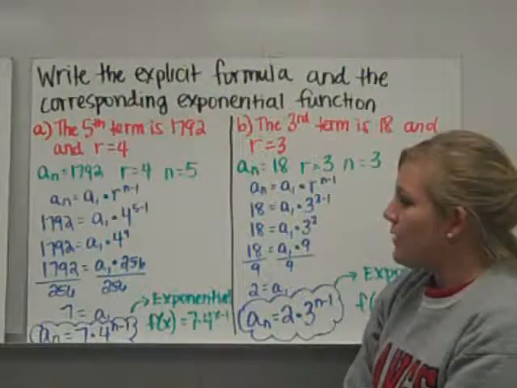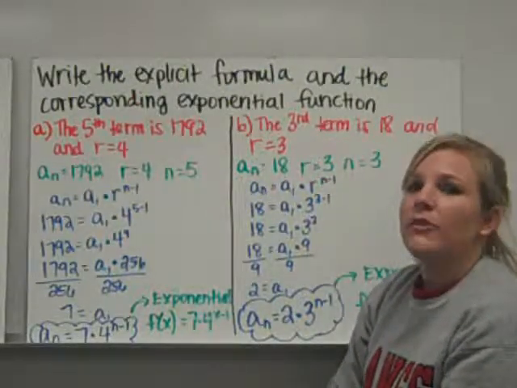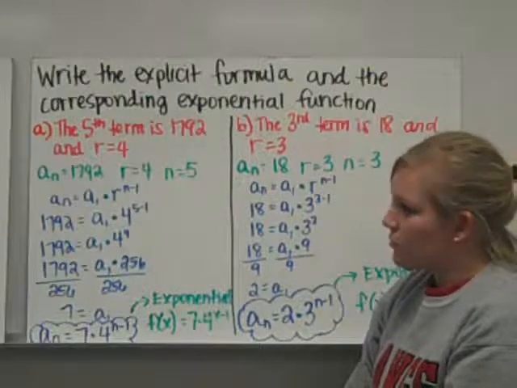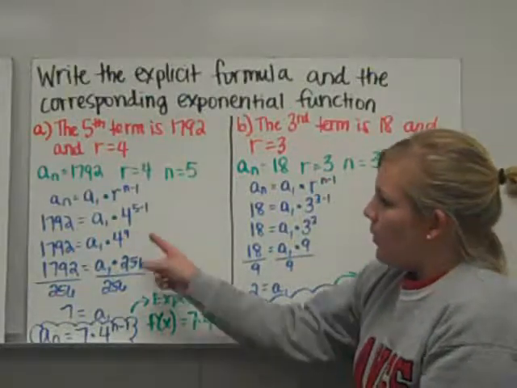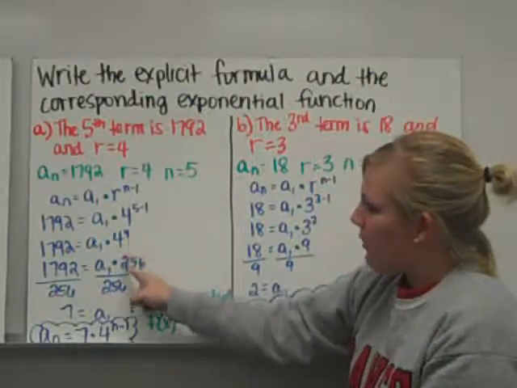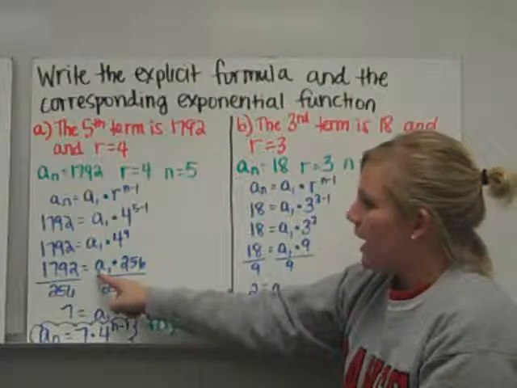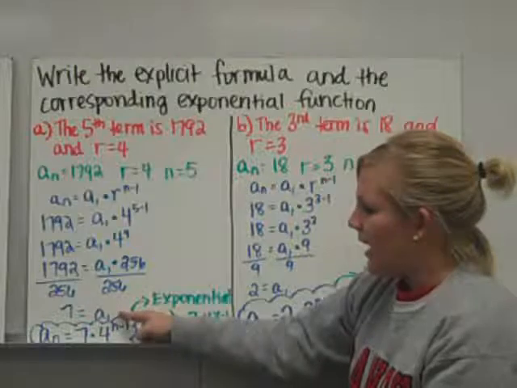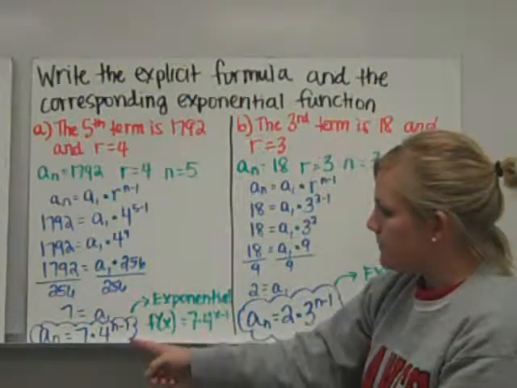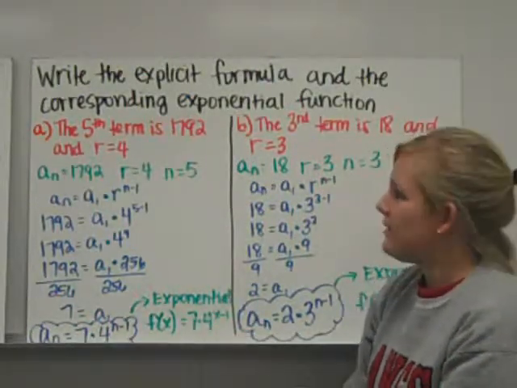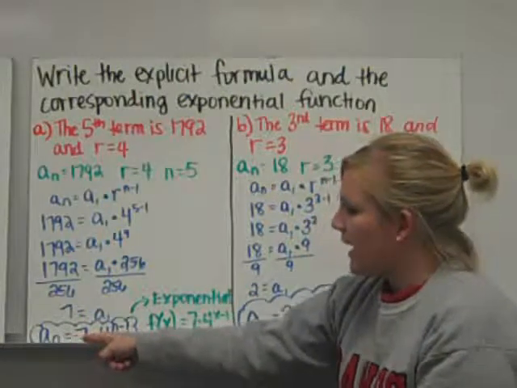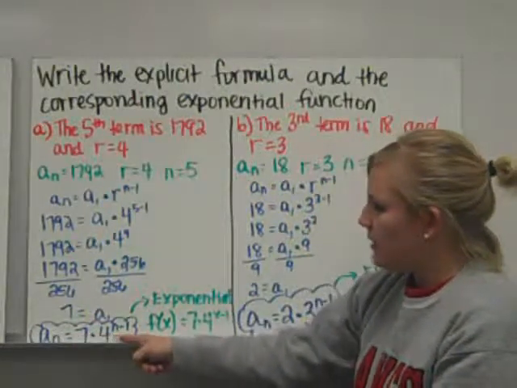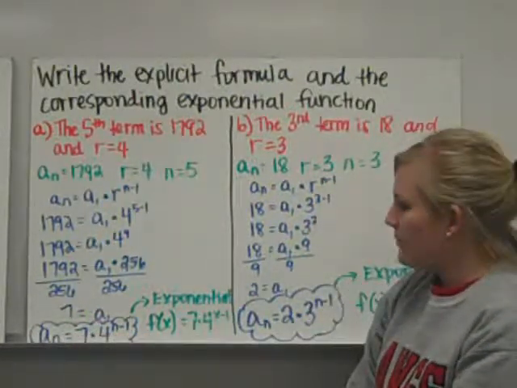So I'm going to use this to solve for A sub 1 so that I can write that general nth term rule. When I solve, 4 to the 4th power gives me 256. I'm solving for A sub 1, so I divide by 256, and I get that A sub 1 is equal to 7. Now I can plug that into my explicit formula, and I get A sub n is equal to 7 times 4 to the n minus 1.